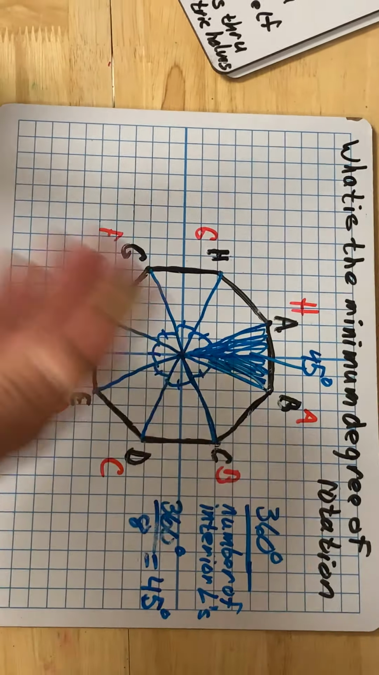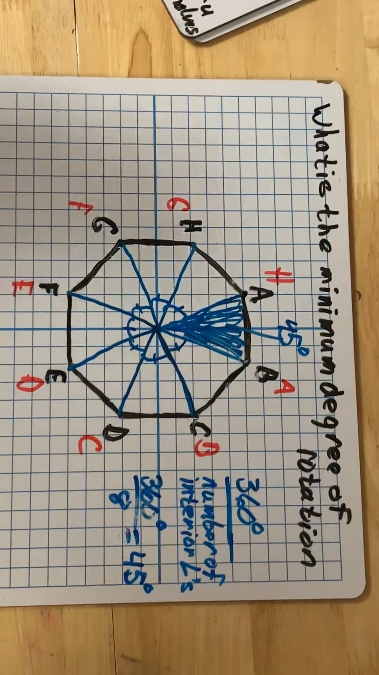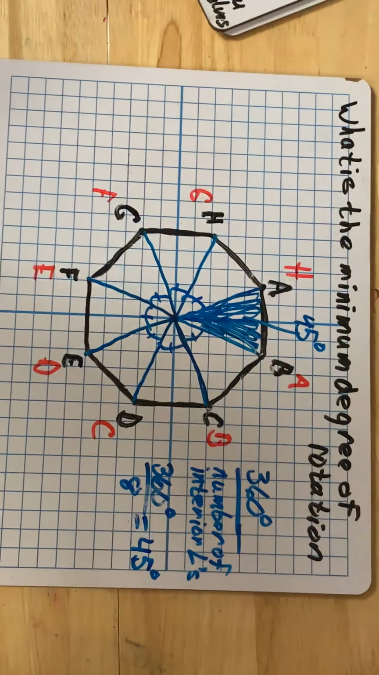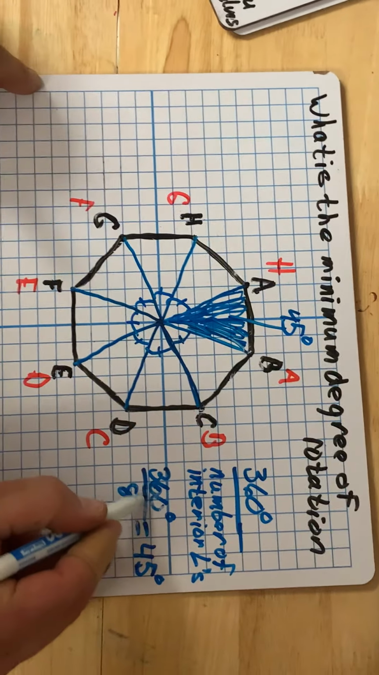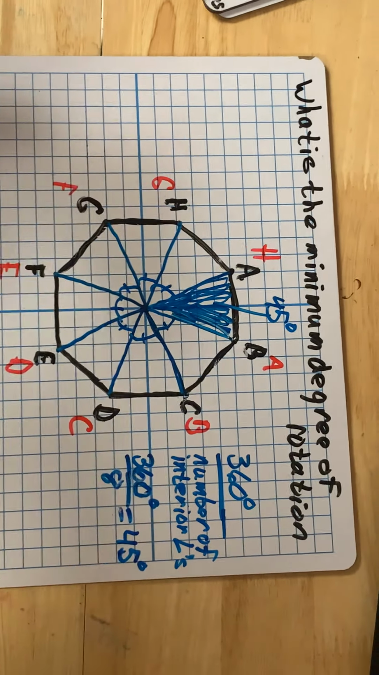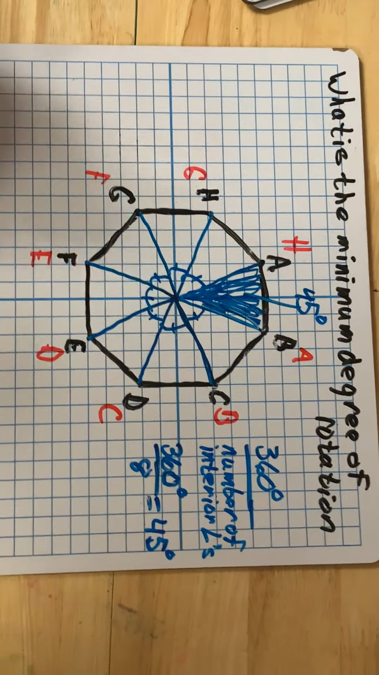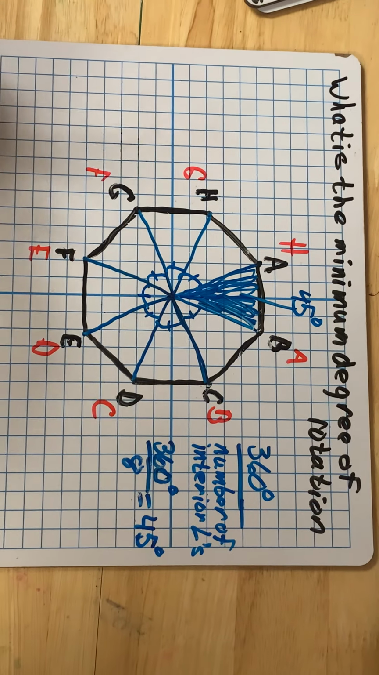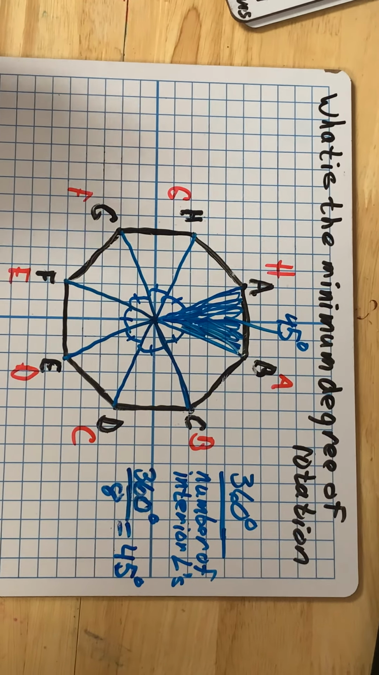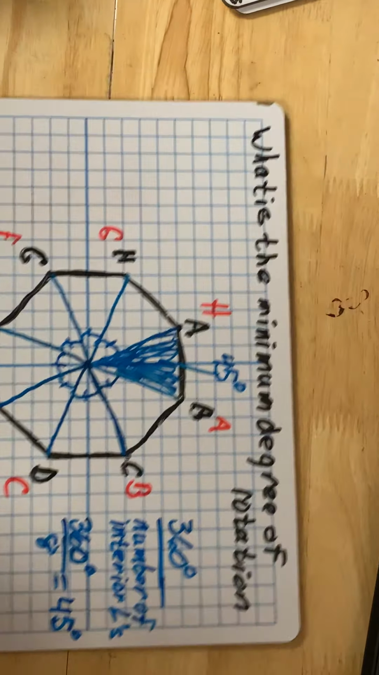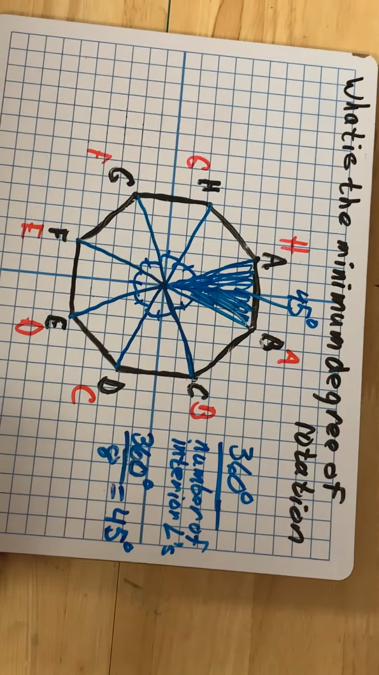You just need to understand how to find that minimum degree of rotation, or that minimum amount of spin, which in this case is 45 degrees. And that's for a regular octagon; obviously it changes if you have a decagon, which has 10 sides, whether it's a heptagon or a hexagon, and so on.